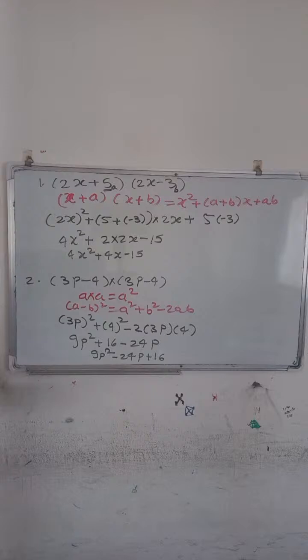Getting this? Can you all get how we are solving here and how we are using the identities?